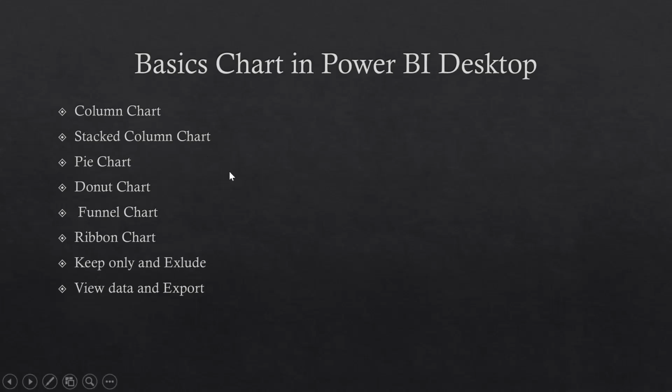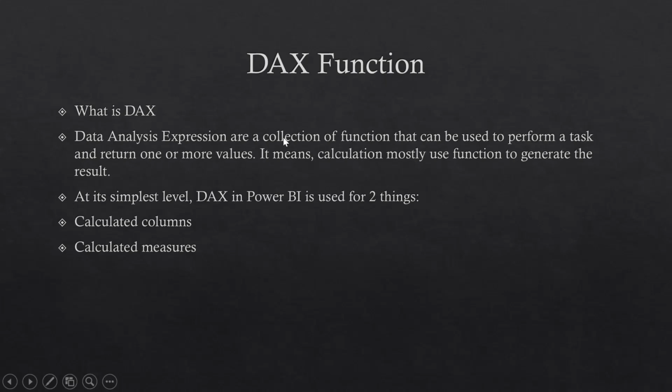Previously we discussed the charts and all. So what is DAX basically? DAX stands for Data Analysis Expressions, a collection of functions that can be used to perform a task and return one or more values. It means calculations mostly use functions to generate a result. Once we do calculations with the help of functions like sum, max, mean, at the end we get the objective as the result and output. At its simplest level, Power BI uses DAX for two things: calculated columns and calculated measures.